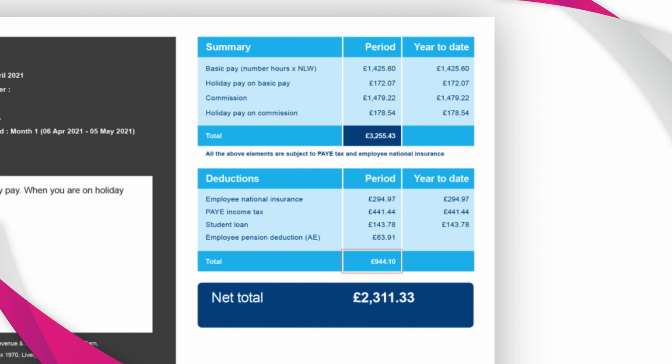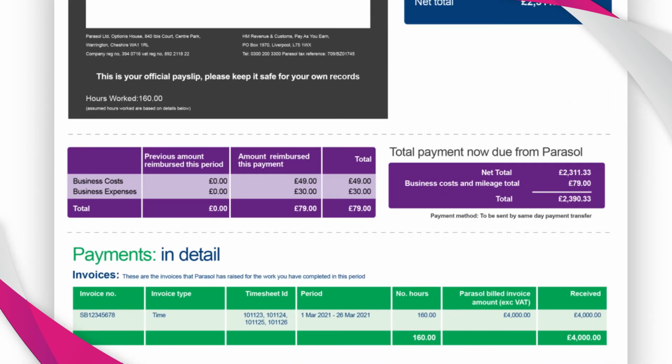You then take the total of all the deductions, which in this instance is £944.10, and you deduct this from the gross taxable pay above, which was £3,255.43. And that gives us a net pay figure here of £2,311.33. If you now look at the purple section, we then add back any expenses and business costs, giving a total of £2,390.33 to be transferred to the employee's bank account.